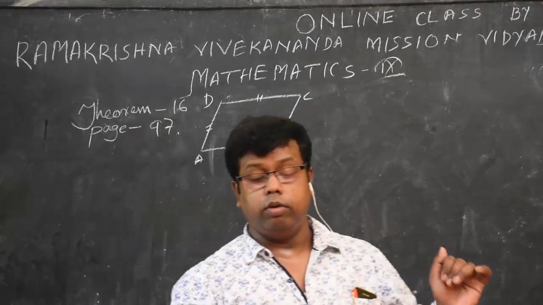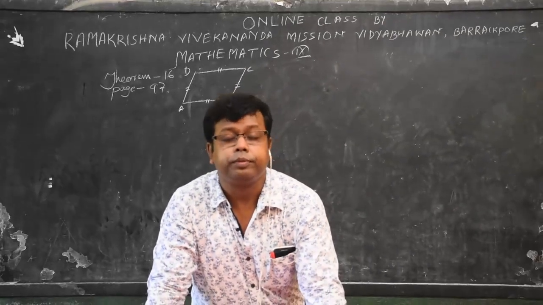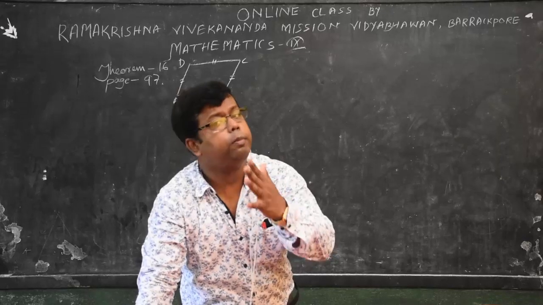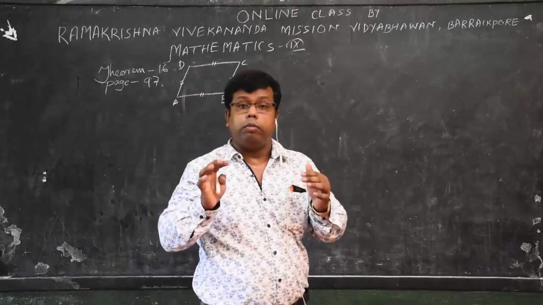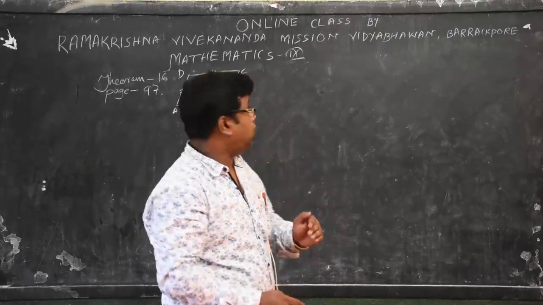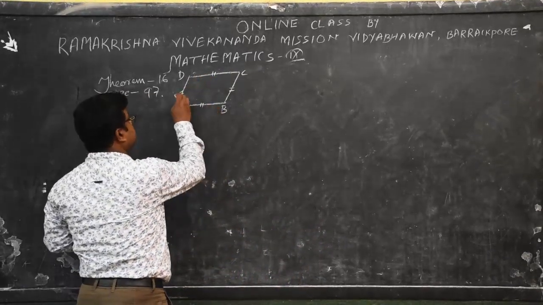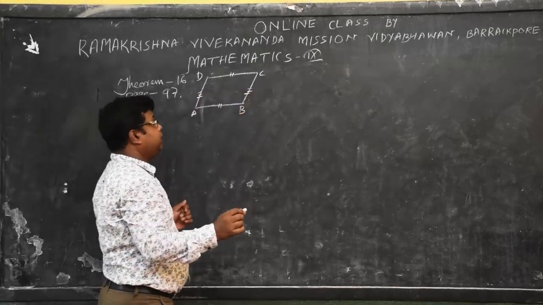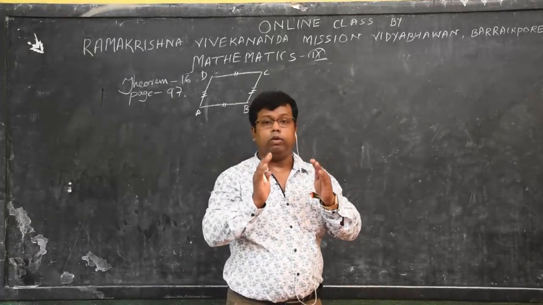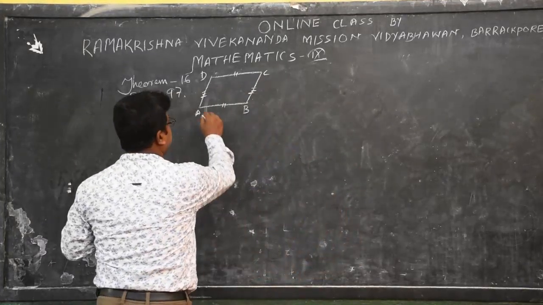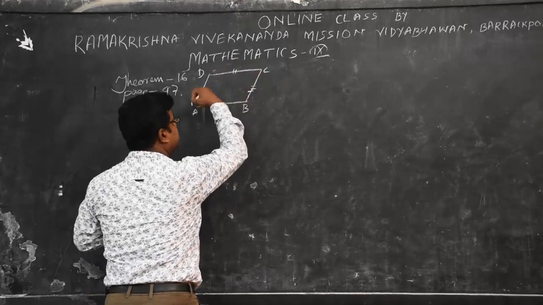I told you, whenever you want to prove a quadrilateral is a parallelogram, you have to prove the opposite sides are parallel. If opposite sides are parallel, then you can say the quadrilateral is a parallelogram. Equal is given, and you have to prove the opposite sides are also parallel. Let ABCD be a quadrilateral whose AB equal to DC and BC equal to AD. Required to prove ABCD is a parallelogram.